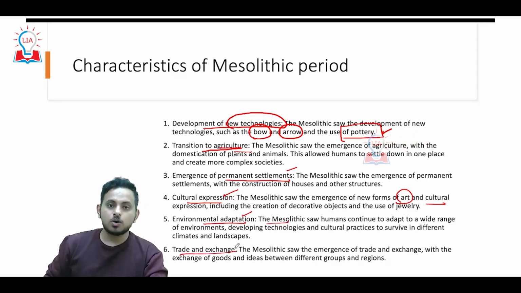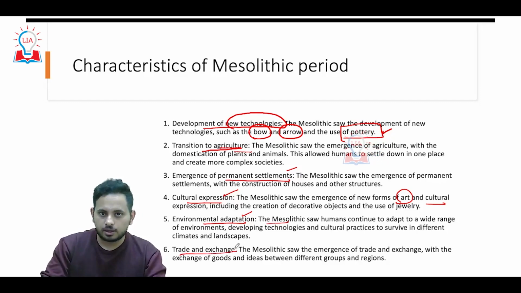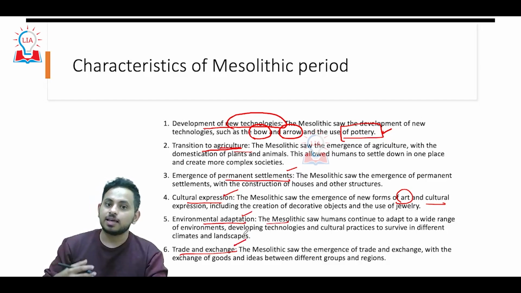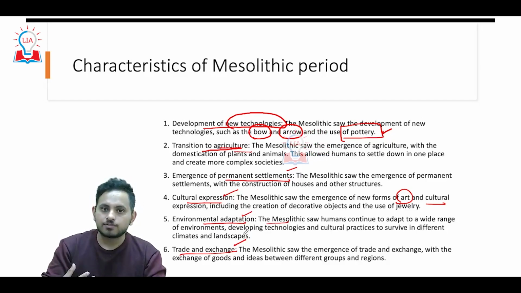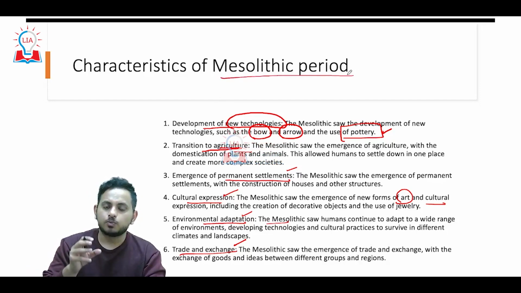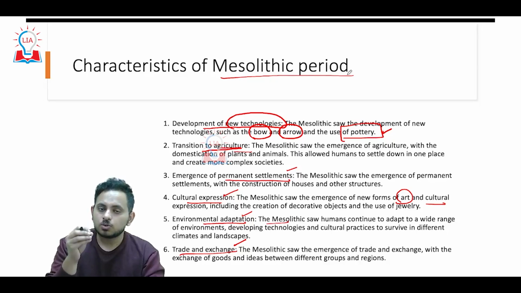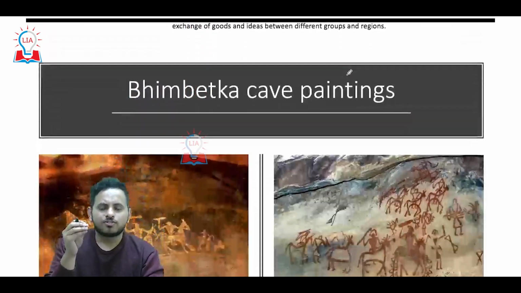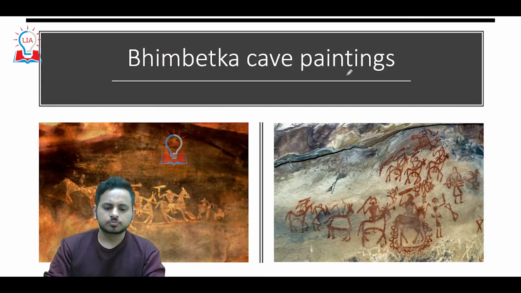Trade and exchange. Once these people started cultivating, that is, once they were into agriculture, they had surplus and they had to trade. So these are the characteristic features of the Mesolithic period that we have seen, from 10,000 or 12,000 years to 5,000 to 5,500 years. See, this is a very classic example of Bhimbetka cave paintings.